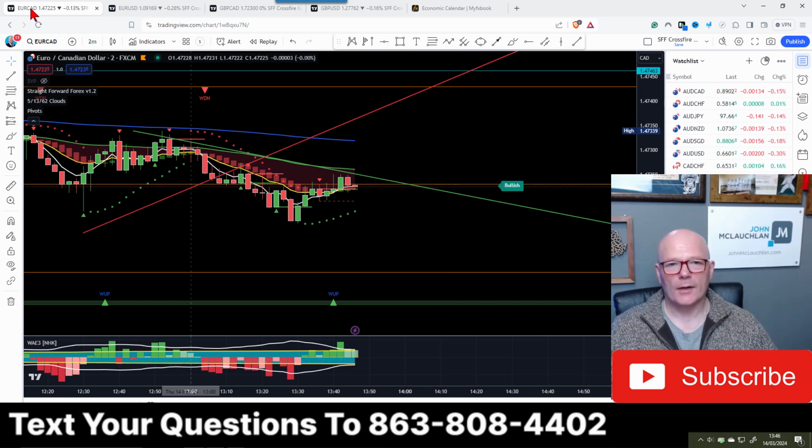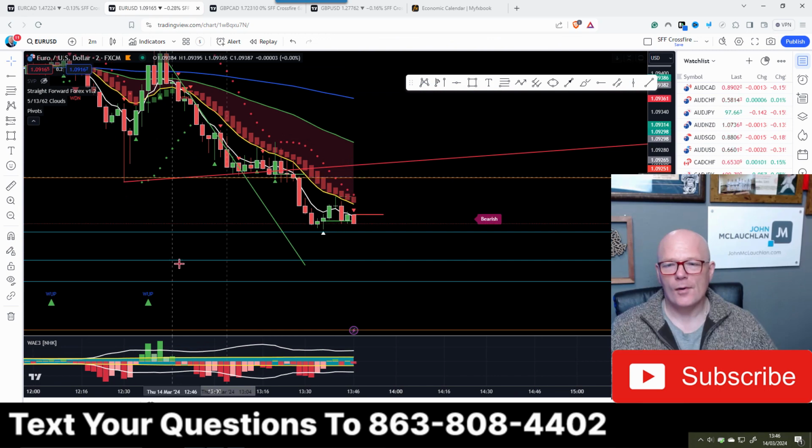Let's look at Euro CAD. On Euro US, consolidation. Let's just see how far this goes. Interesting to see how far. If this goes down, it's a bit of a move then. Even though, look at the Waddah, it's just showing us it's in the dead zone, so there's no volume.